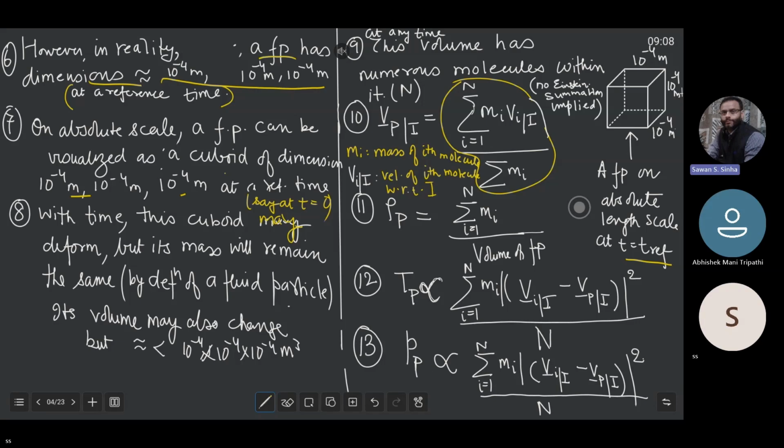With time, this cuboid may deform. Indeed, it may change its shape, may change even its volume. But the mass associated with that will remain the same by definition of a fluid particle. The volume may change, but it will not become very large. It will still be of the order of magnitude this much. It still remains very small. So continuum is fine taking that to be almost 0 in its own paradigm.